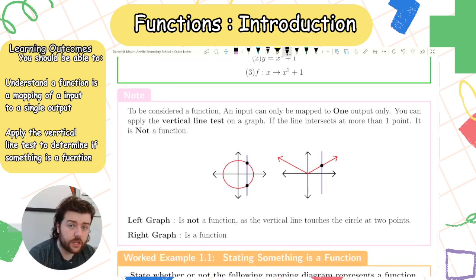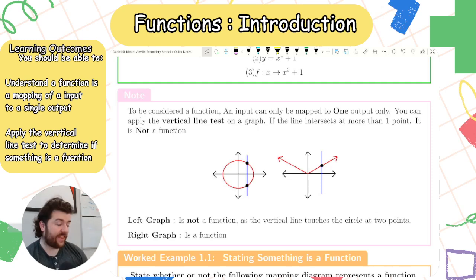To be considered a function, an input can only be mapped to one output only. If I put one thing in, I should only get one thing out. If I put cupcakes in the oven, I shouldn't get out cupcakes and a pizza. One thing in, one thing out. That's how things work, right? So if we were plotting this out, that means each x value should only have one y value.